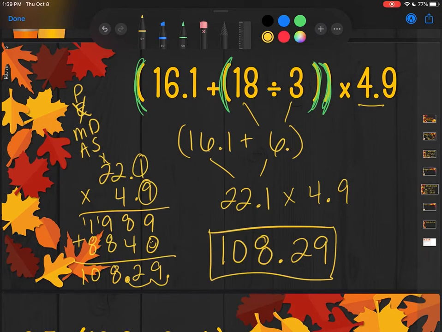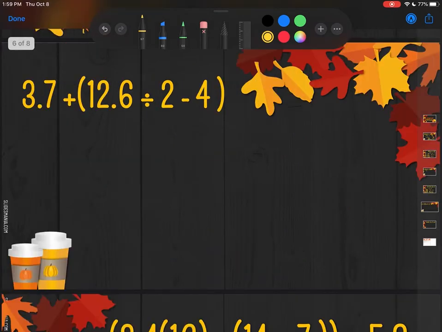Let's look at our next problem. We got 2 more, and then we'll go on to a question from our assignment. All right. Now I've got 3.7 plus parentheses 12.6 divided by 2 minus 4. All right, so PEMDAS, parentheses. We don't worry about exponents. Multiply and divide from left to right. Add and subtract from left to right. All right, so first thing I look for is parentheses. Got my parentheses right here.